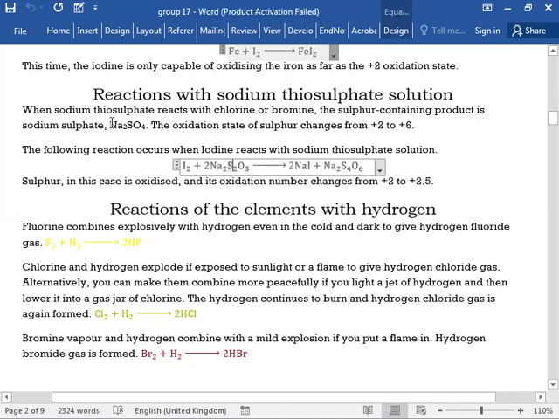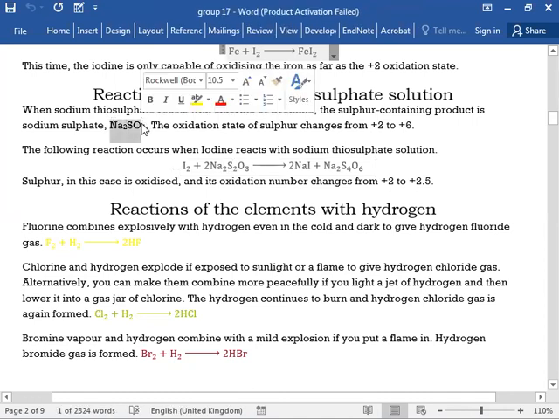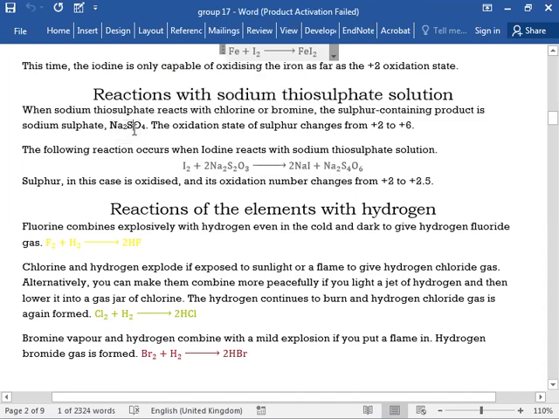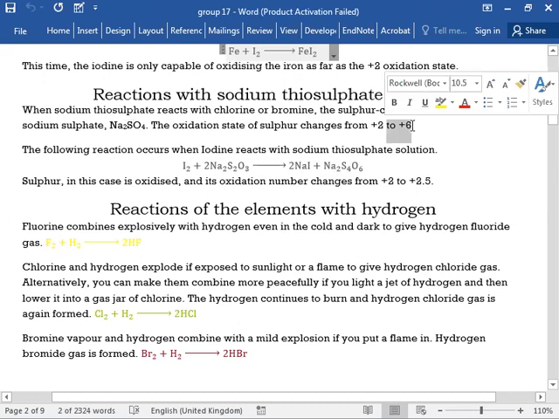So the final product that it forms with bromine and chlorine is Na2SO4, in which the oxidation number of sulfur is +6. So that means it oxidizes sulfur from +2 to +6. It shows the strength of chlorine and bromine as oxidizing agents.